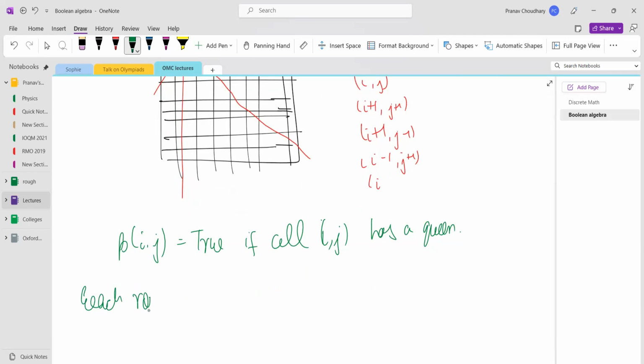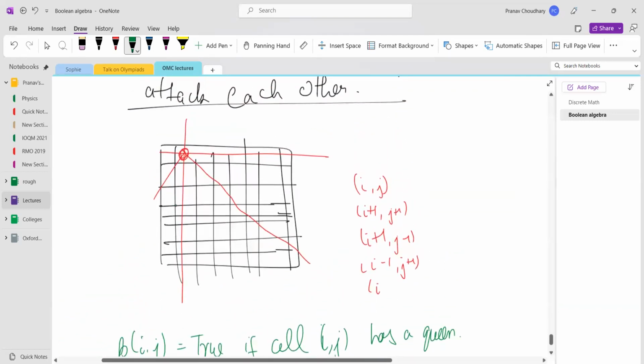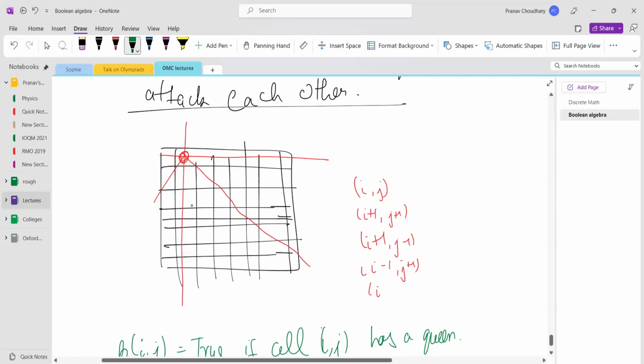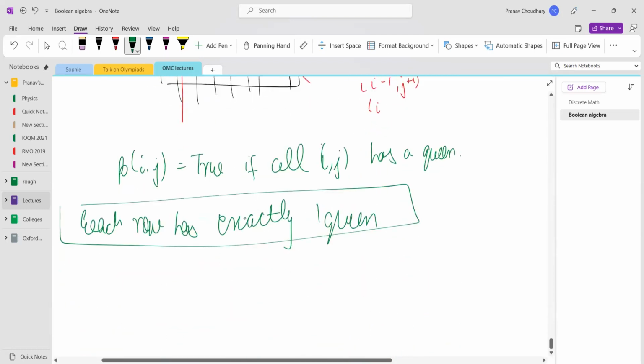Each row has exactly one queen. Why is this true? This is true by PHP, because if one queen is present, we need to make sure that there's no other queen present in that same row. Yes, exactly. Each row should have exactly one queen, because if not, then you have 7 rows to place 8 queens. Two of them will be in the same row, and those two will attack each other.